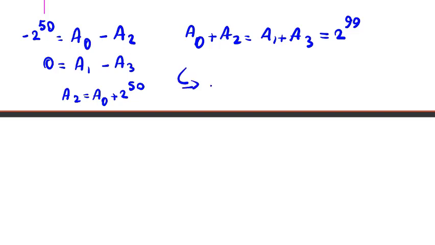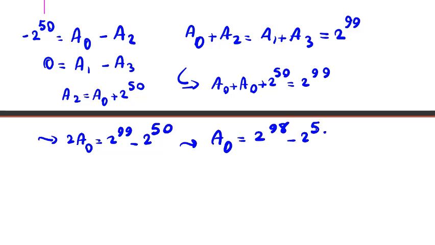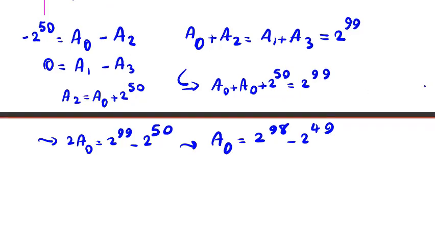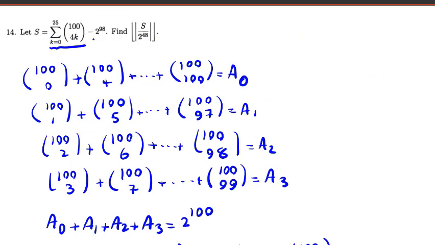If we replace here, a0 plus a0 plus 2 to the power of 50 equals 2 to the power of 99. So we can conclude 2a0 equals 2 to the power of 99 minus 2 to the power of 50. So a0 is what? It is 2 to the power of 98 minus 2 to the power of 49. Now the problem says what? The problem says find a0 minus 2 to the power of 98.